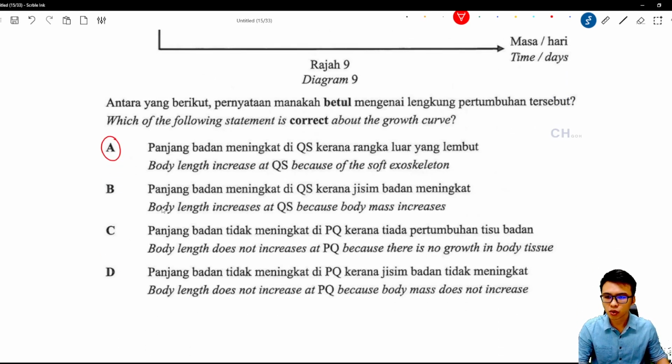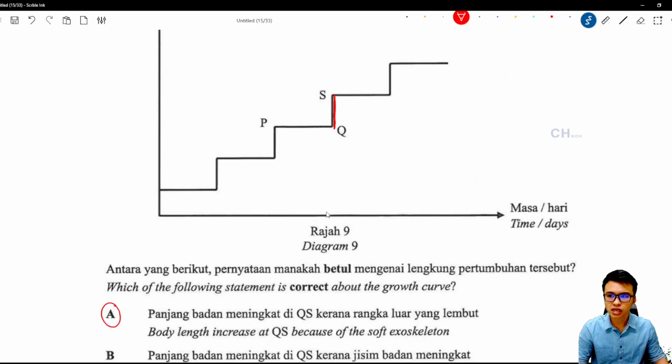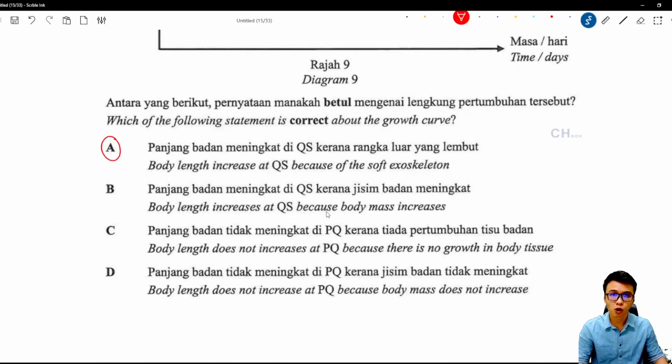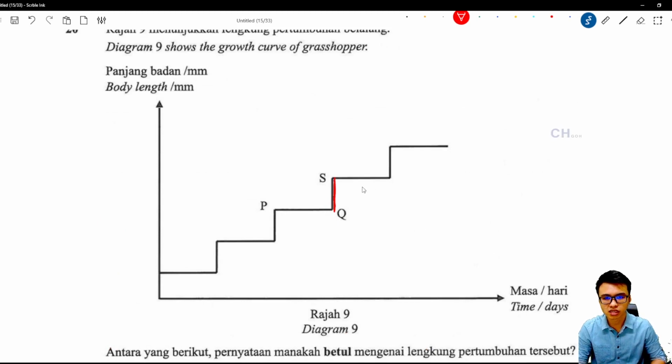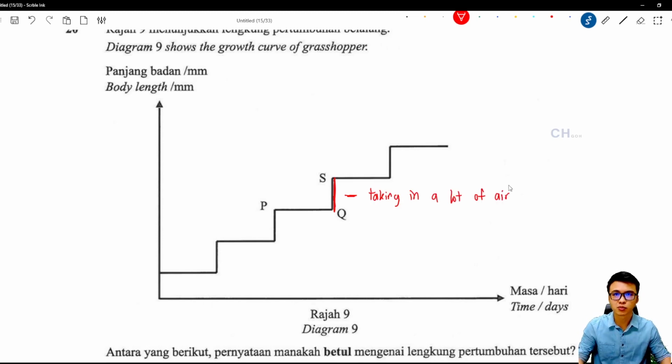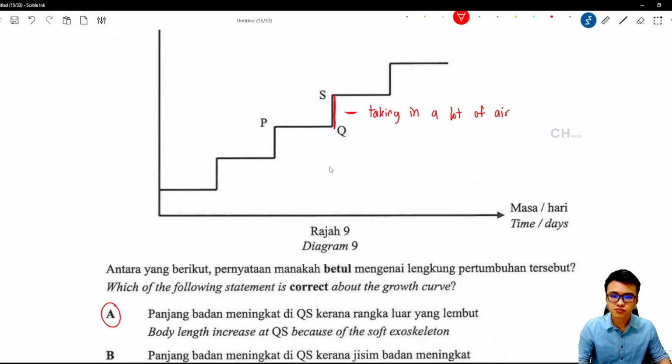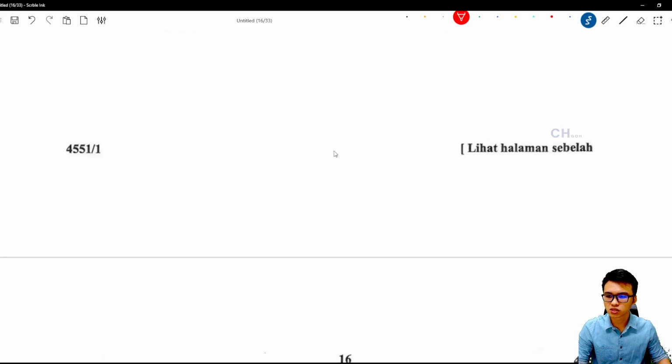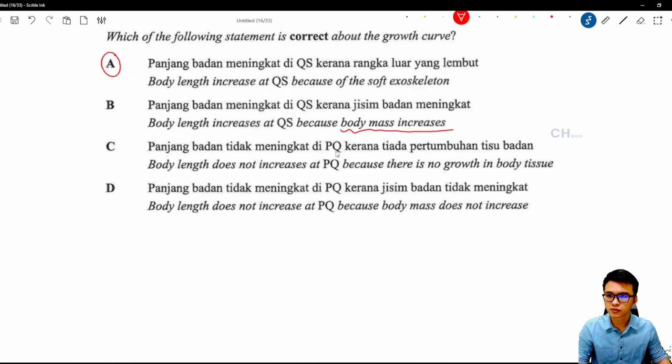Let's look at B here. Body length increases at QS because body mass increases. Guys, why didn't I choose option B as the answer? Because the body mass will not increase. They are just engulfing air during this period. They are sucking in all the air, taking in a lot of air just to increase their body size before the new skeleton hardens. So this question's answer is A.